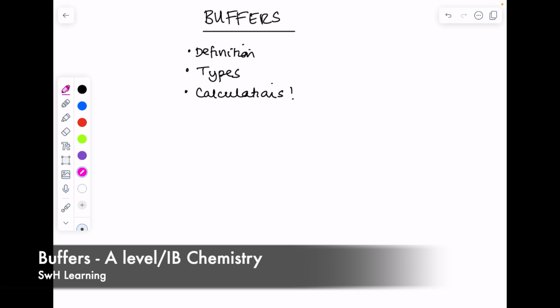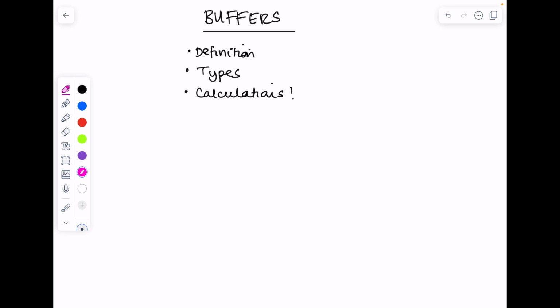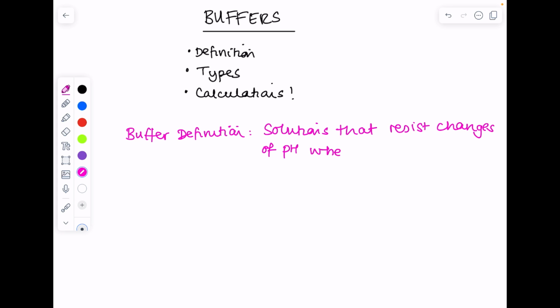Our next topic is buffers, and we're going to be looking at the definition of a buffer, the various types of buffer, and the all-important calculations. So diving straight in with the buffer definition, these are solutions that resist changes in pH when small amounts of acid or base are added.